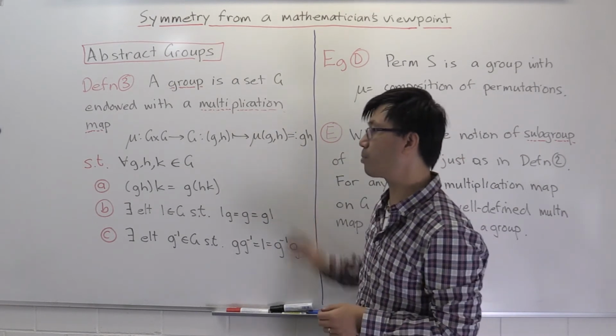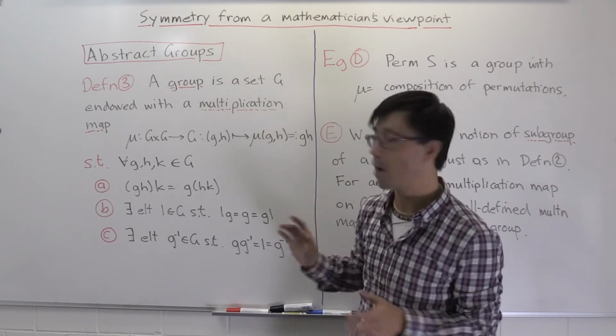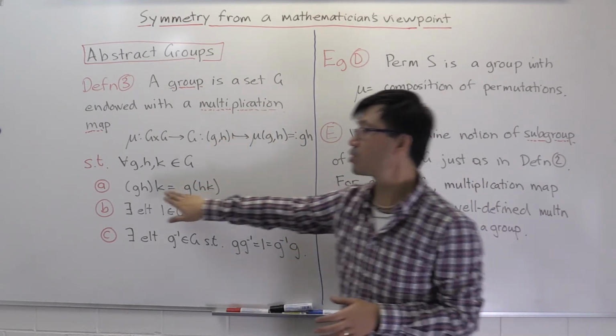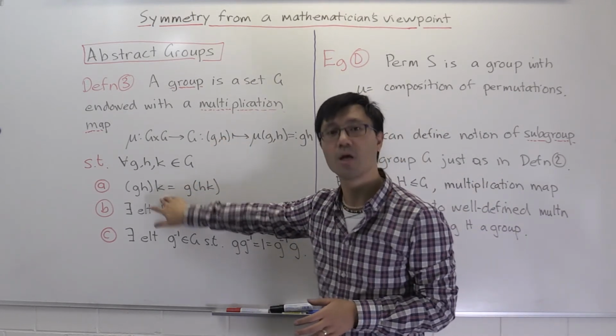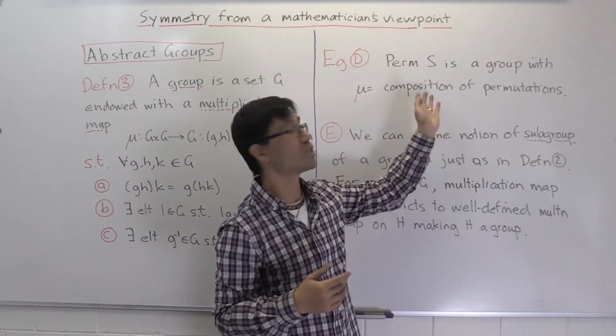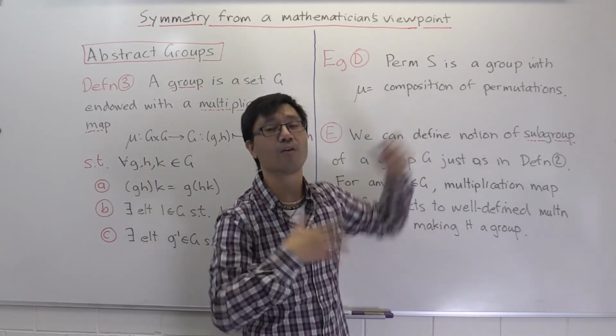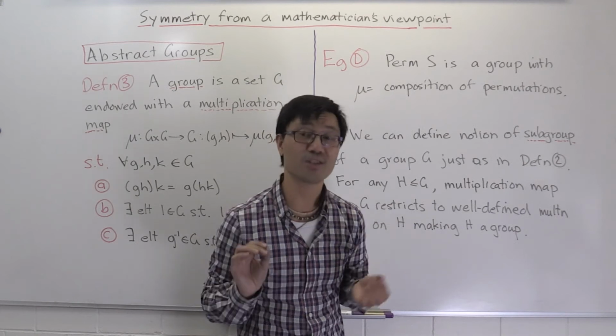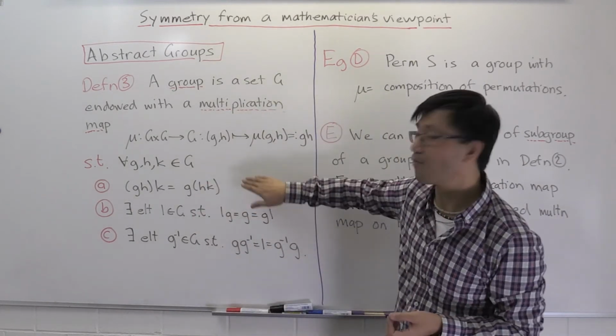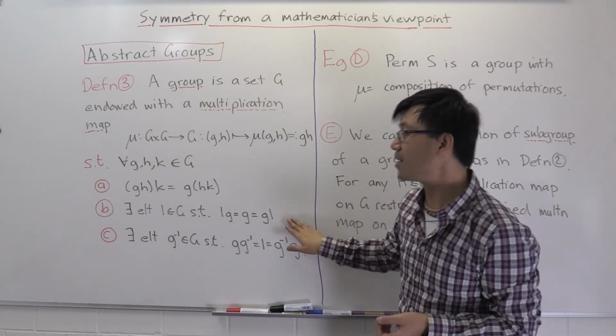Okay, so what are the three properties? Let's go through them one by one. The first one is associativity of multiplication. Here, the multiplication is composition of functions, and of course we know that composing functions is associative. So that checks the first axiom. What about the next axiom?